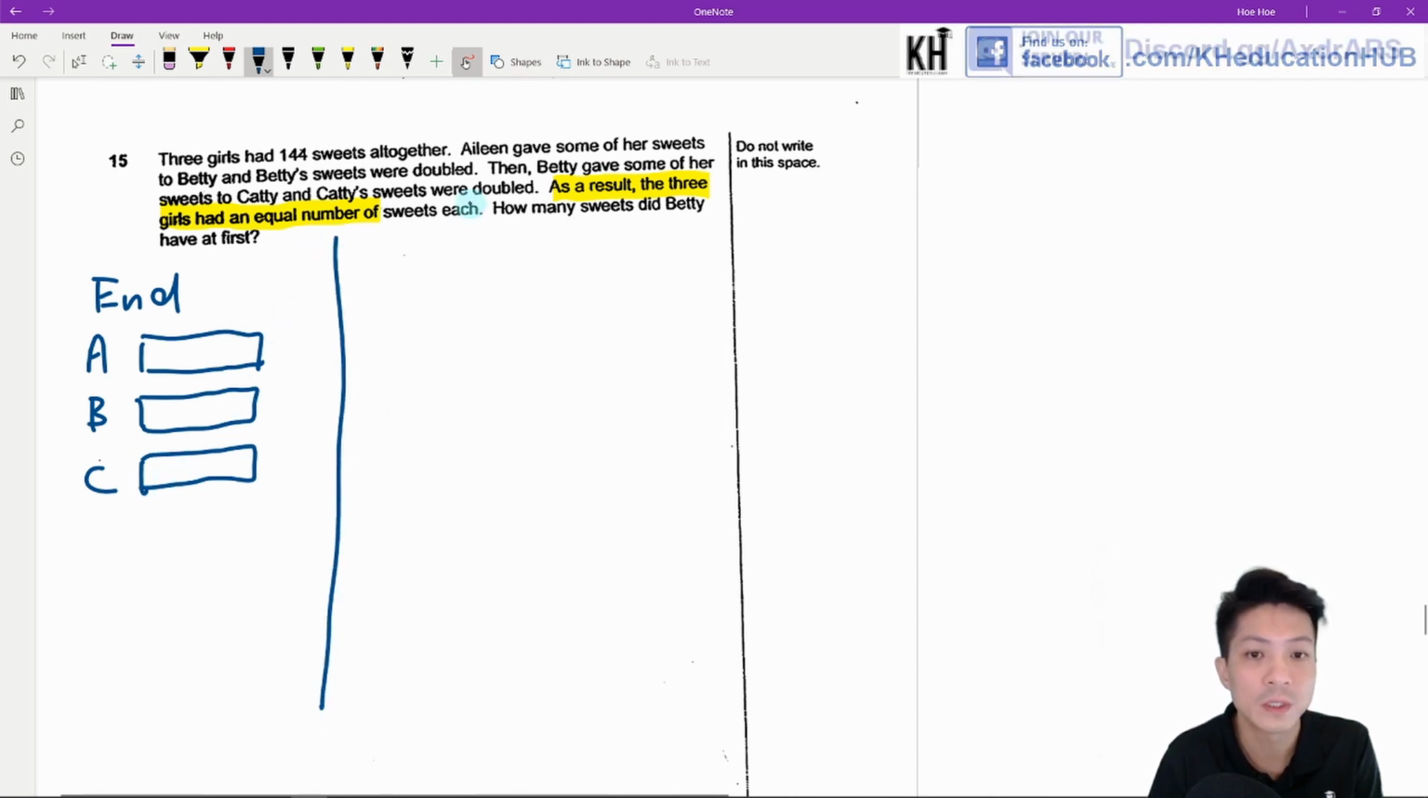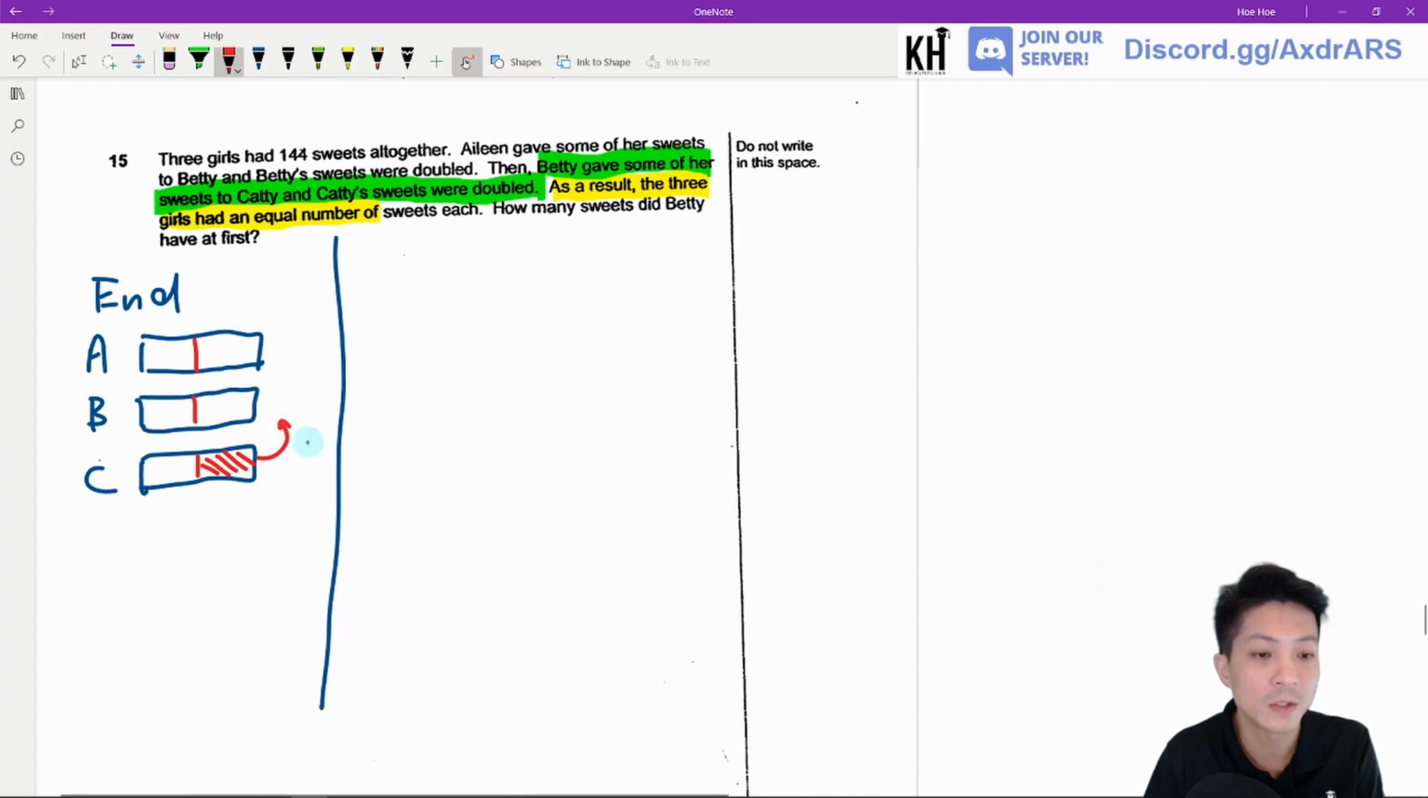Okay, so I'm going to work backwards. The next part would be: Betty gave some of her sweets to Katie, and Katie's sweets were doubled. So now I'm going to give it back to Betty. I'm going to cut this into half, so the rest I'm also going to cut into half. And this part is going to return to Betty.